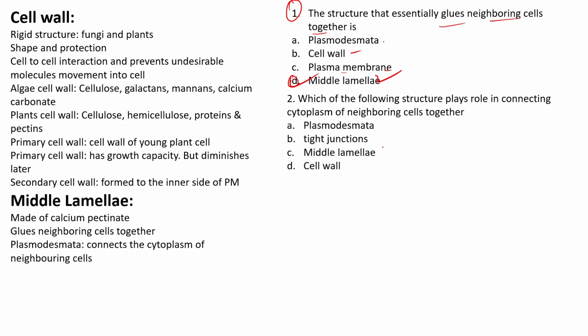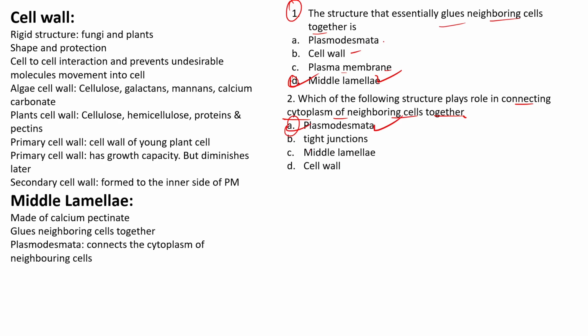Now, which of the following structures plays a role in connecting the cytoplasm of neighboring cells together, so that the molecules can move from one cell to another cell? Plasmodesmata, tight junctions, middle lamella, cell wall. We all know it is what?